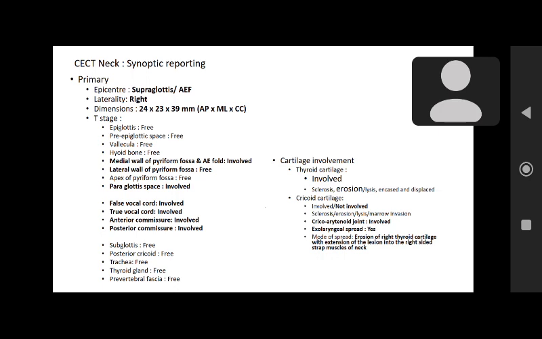Okay. Dr. Rakesh wants to know, prevertebral fascia has not been mentioned. Prevertebral fascia is mentioned. It's free. Yes, ma'am, it's free. Okay, go ahead.